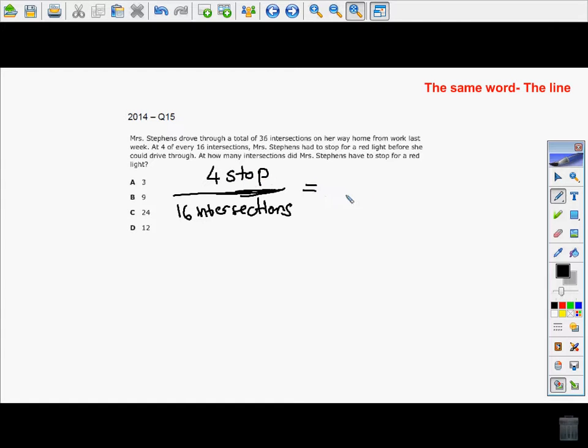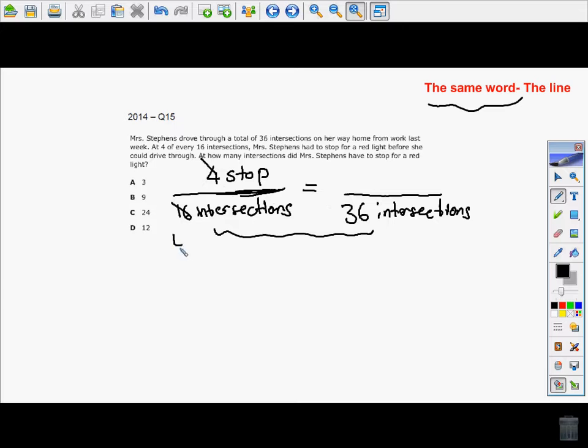And how many intersections did she pass through? So 36, right? Once again, the same word, the same line. I need to keep it in the same spot. So, same place. 4 goes into 16 how many times? 4 times.